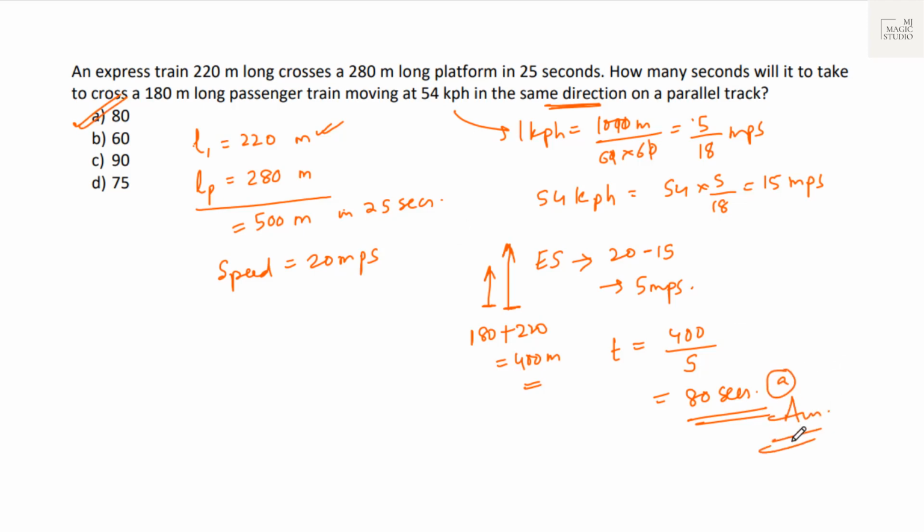The concept of effective speed will come into the picture. Since both are moving in the same direction, effective speed would be minus. If both had been crossing each other from opposite directions, effective speed would have been s1 plus s2. But the crossover distance traveled should always be the length of the two trains.